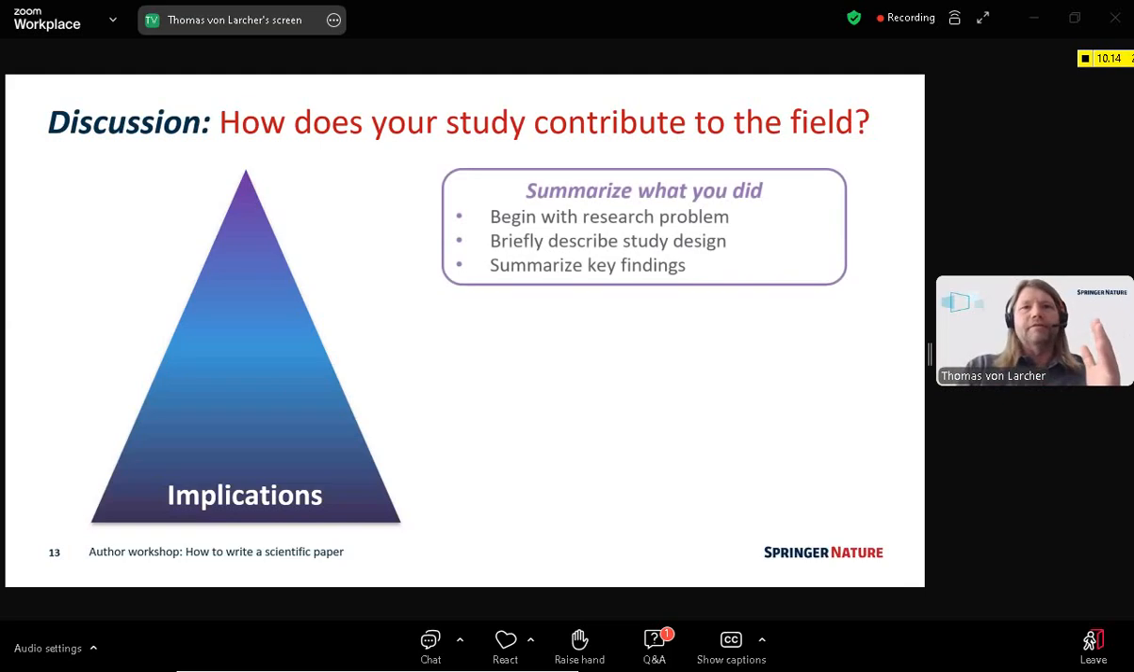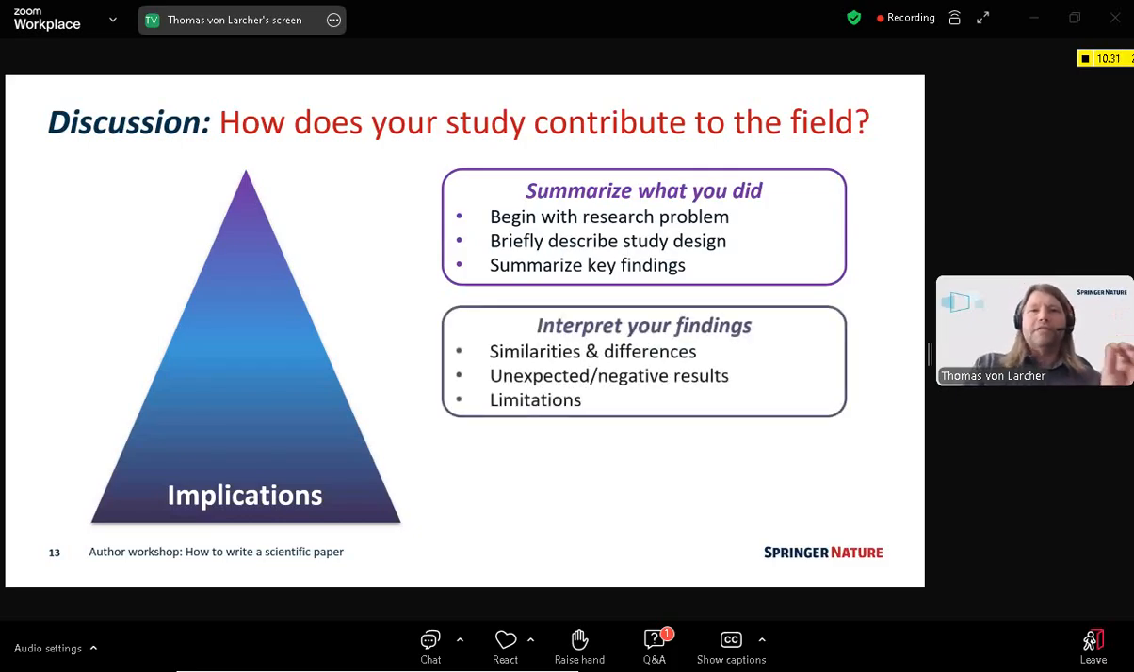you start with a summary, what you have found. So summary, research problem, briefly describe the study design, and then summarize your key findings. So, and then you start the interpretation of your findings. So you discuss the results here. And if the results were not what you were expecting, this is where you can provide insights or speculations as to what happened or what you could have done differently. And this could be real fun, right? Speculating.